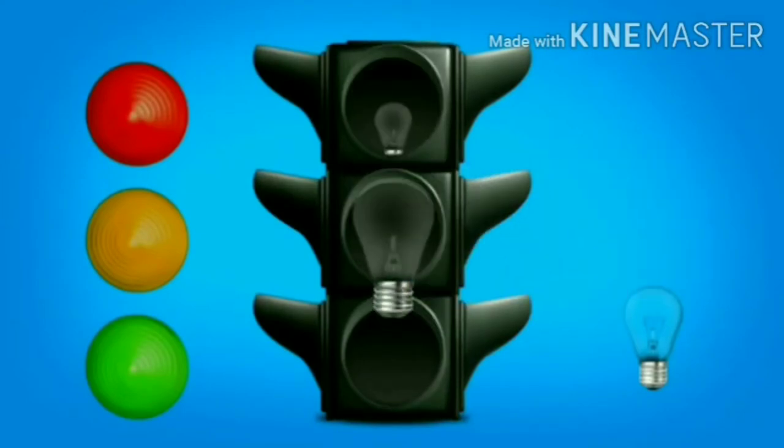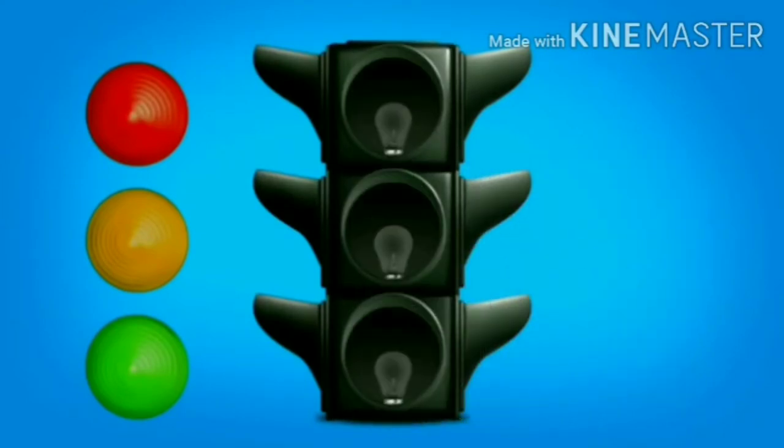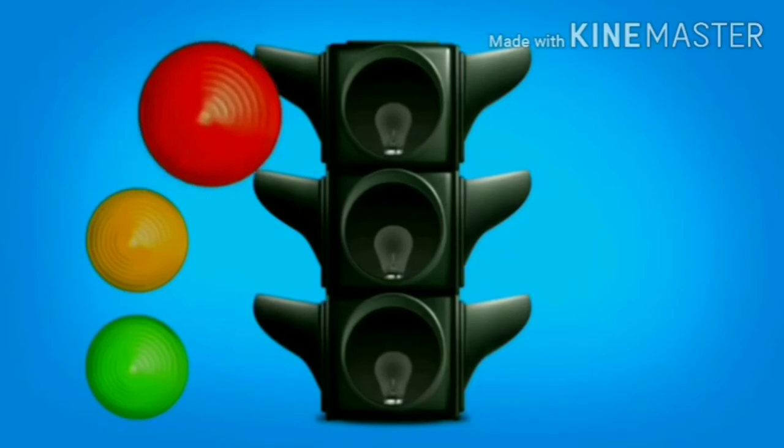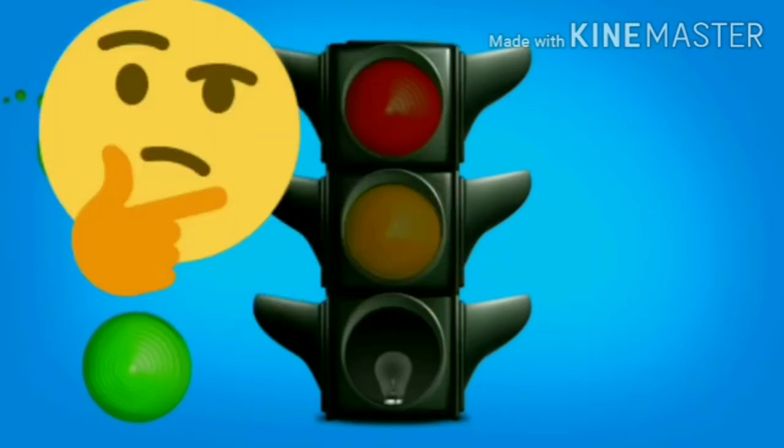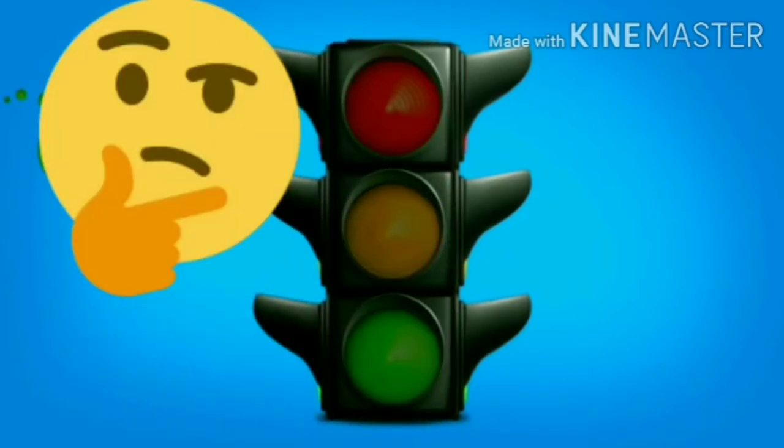See children, this is the traffic signal on the road. It is made with special lights. Inside it, there are colorful bulbs. Do you know what the colors are? Think. Yes, first one is red, second is yellow, and the third one is green.